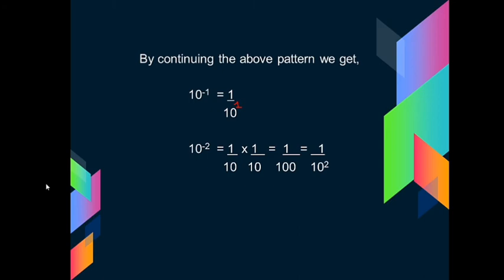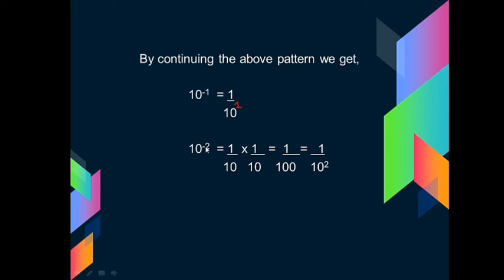Then 10 raised to the power minus 2 equals 1 upon 10 into 1 upon 10, and here multiplication is given. It means 1 into 1 is 1, 10 into 10 is 100, and we know that 100 is equal to 10 square, or we can say 10 raised to the power 2. So it will become 1 upon 10 raised to the power 2.